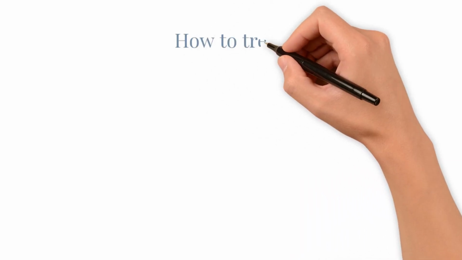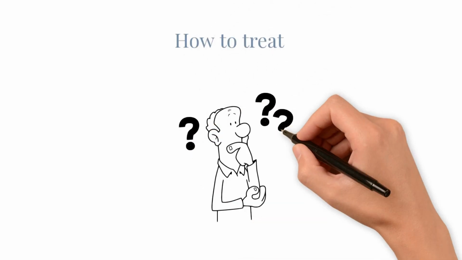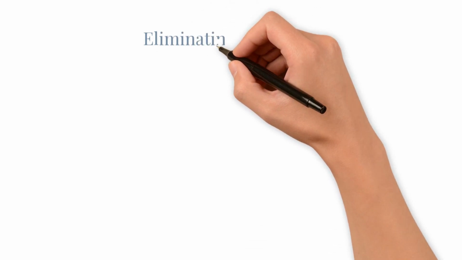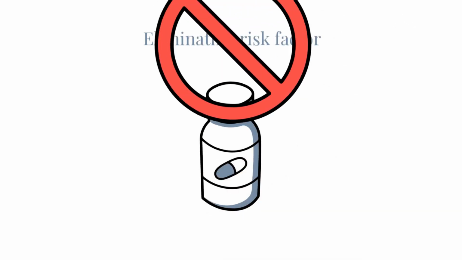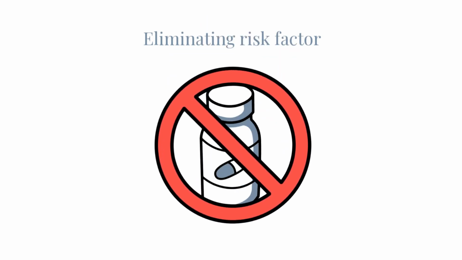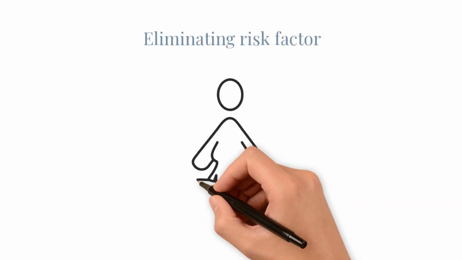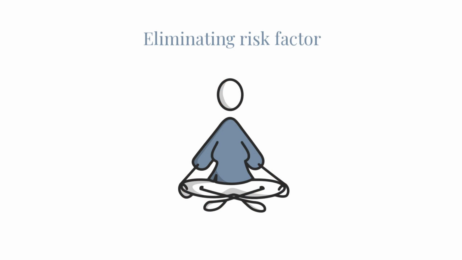You must wonder by now how to treat. First of all, we should start with eliminating the risk factors, such as discontinuing the use of all forms of corticosteroids. Lifestyle modifications and stress management for type A behavior.